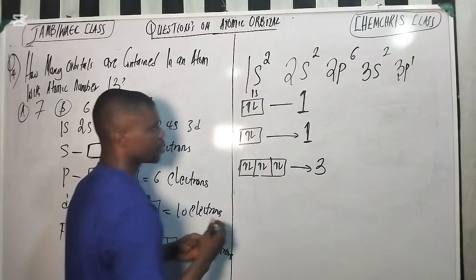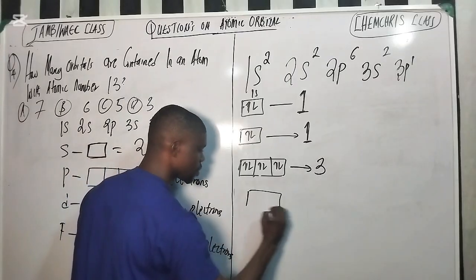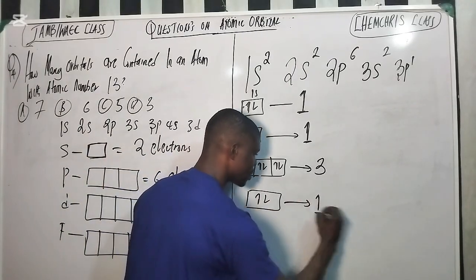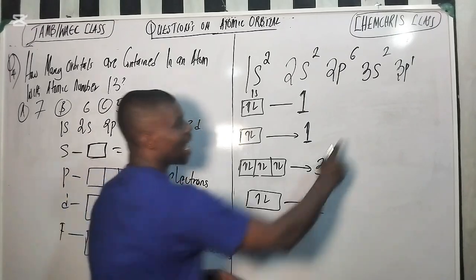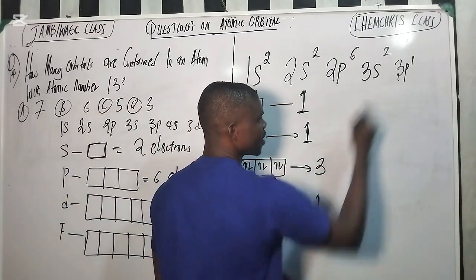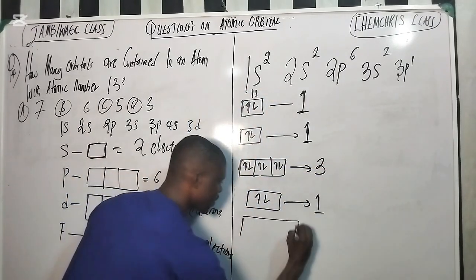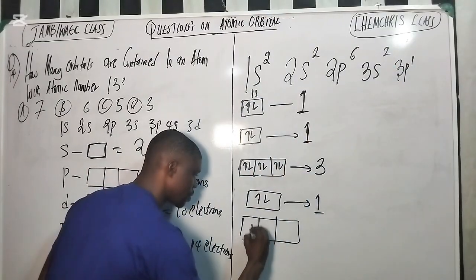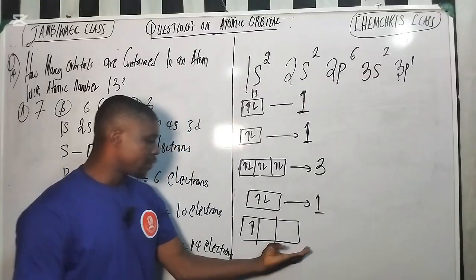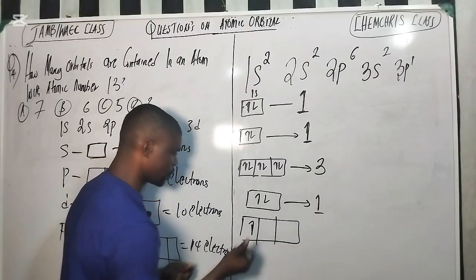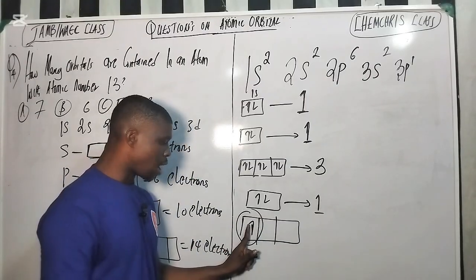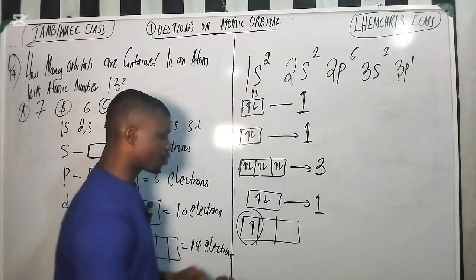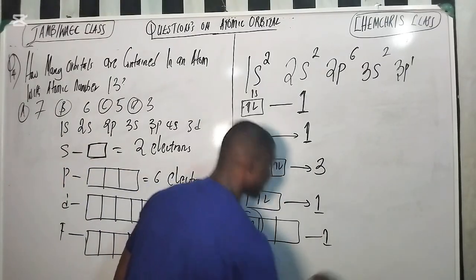Let's move to this one here. Look at this one here. This one only has 1. Now, if you look at this p, 3p here, how many electrons do you have here? Only 1. That means out of these 3, I only use 1. I only have 1 electron, right? These 2 are not used, so I will just put 1 here.